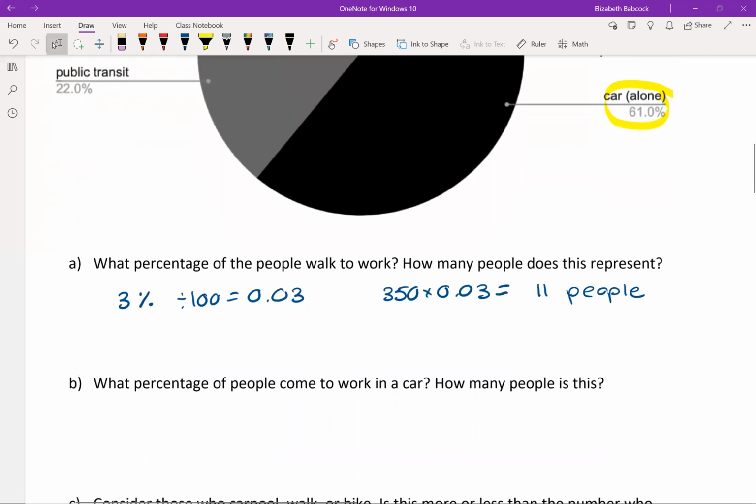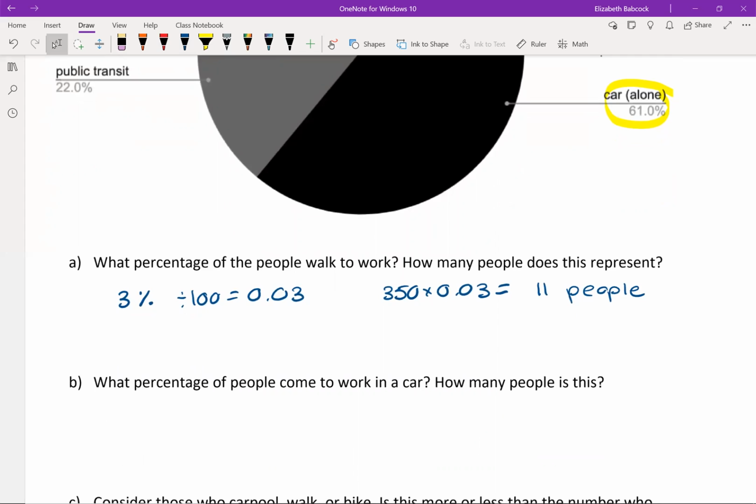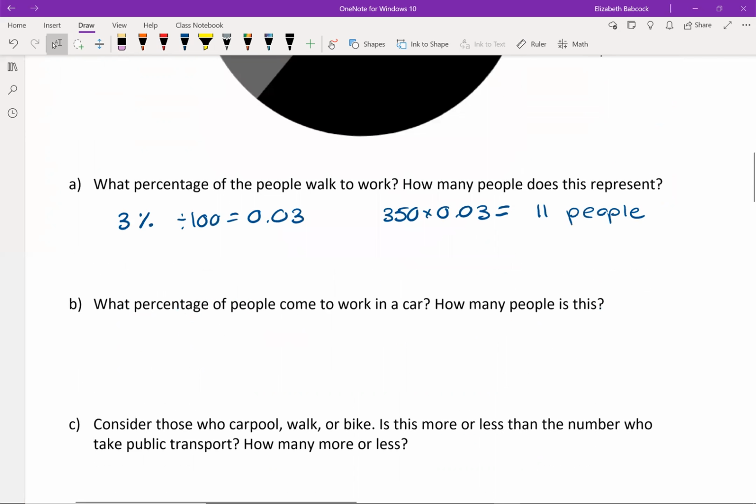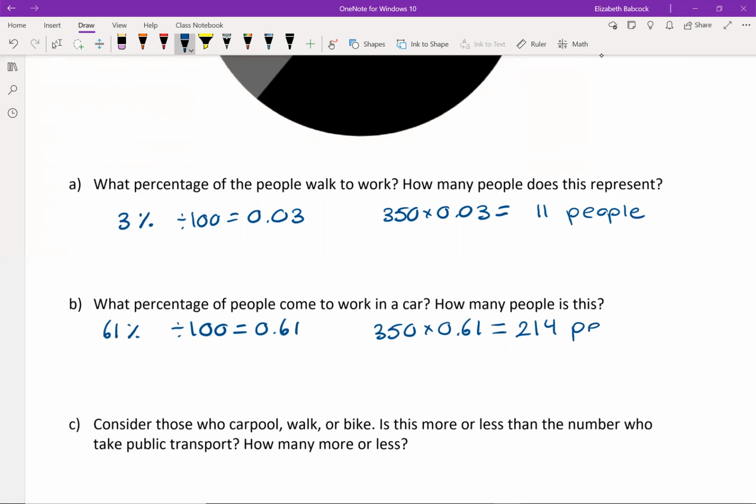Now we're looking at what percentage of people come to work in a car and how many people this is. For this one, I did car alone, and then we can do carpool as well if you would like. Car alone is 61%, so divide by 100 to get our decimal, 0.61. 350 times 0.61 is approximately 214 people.